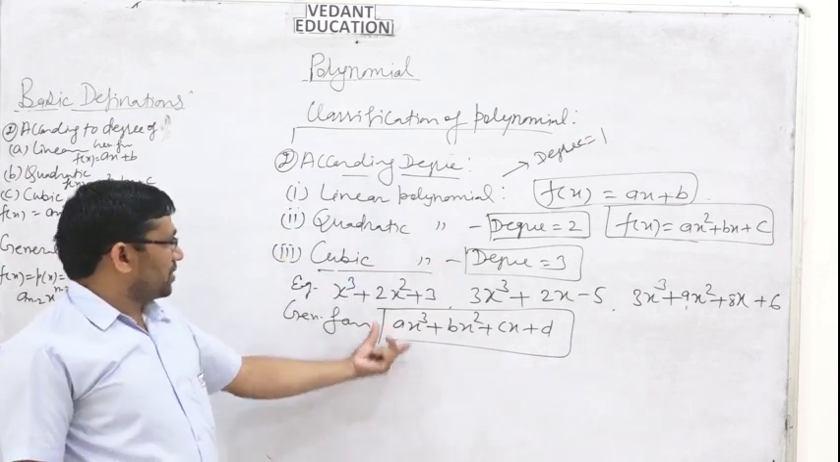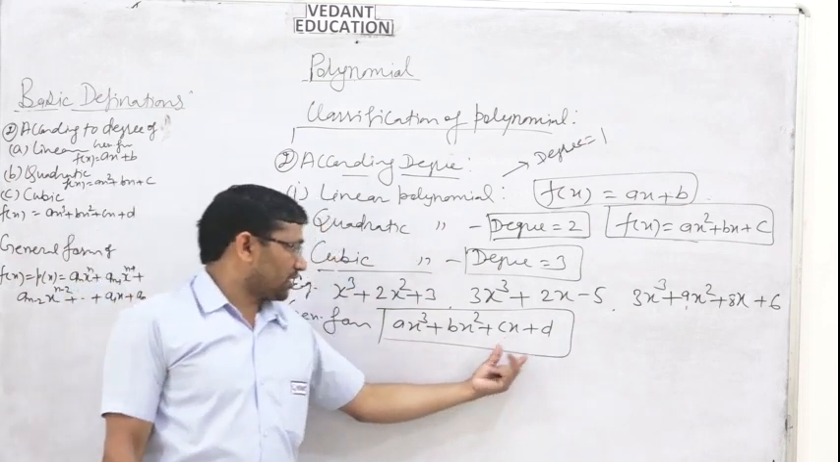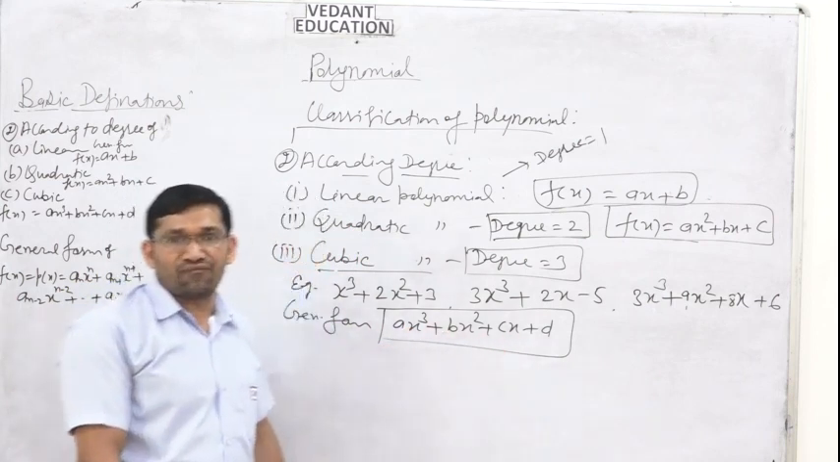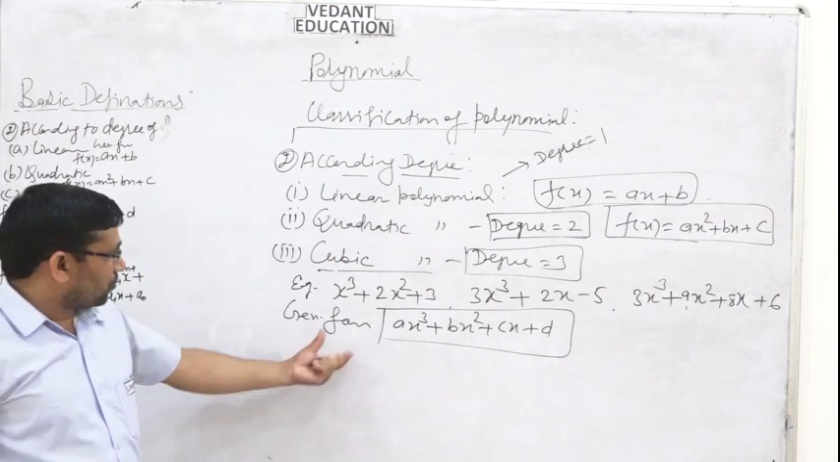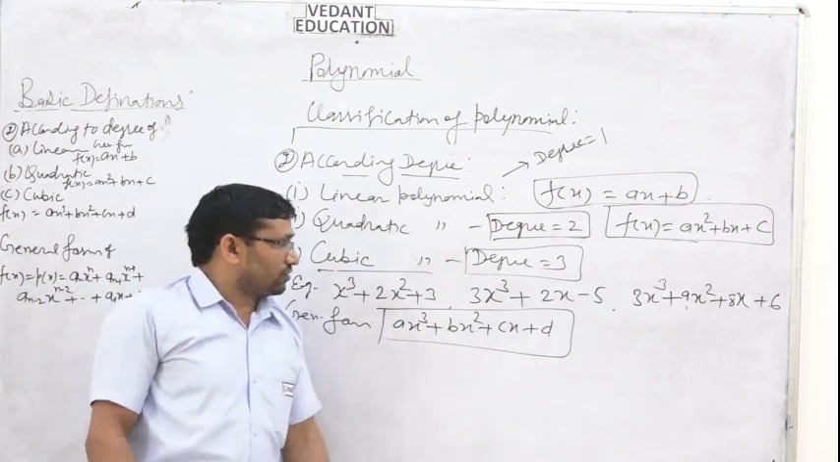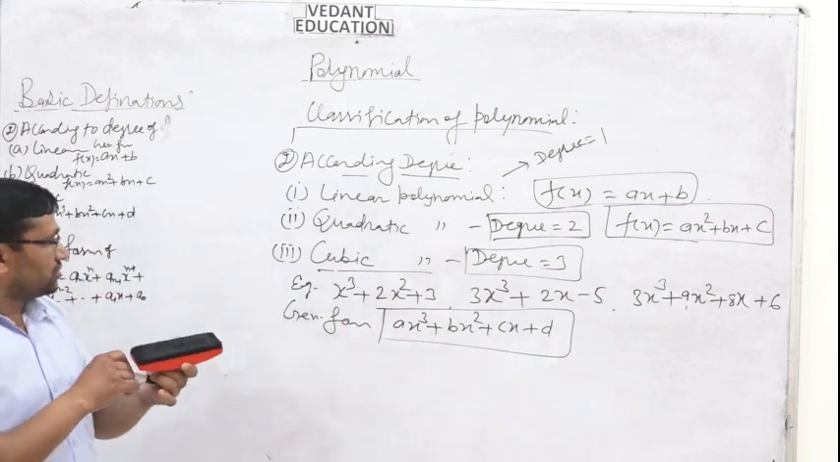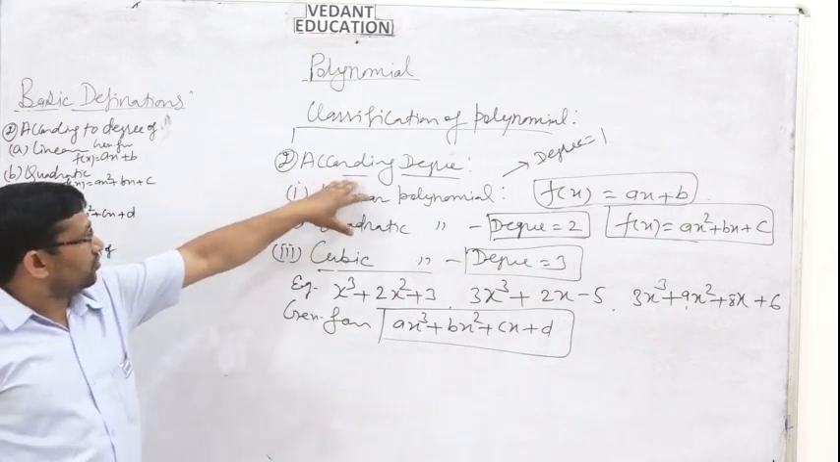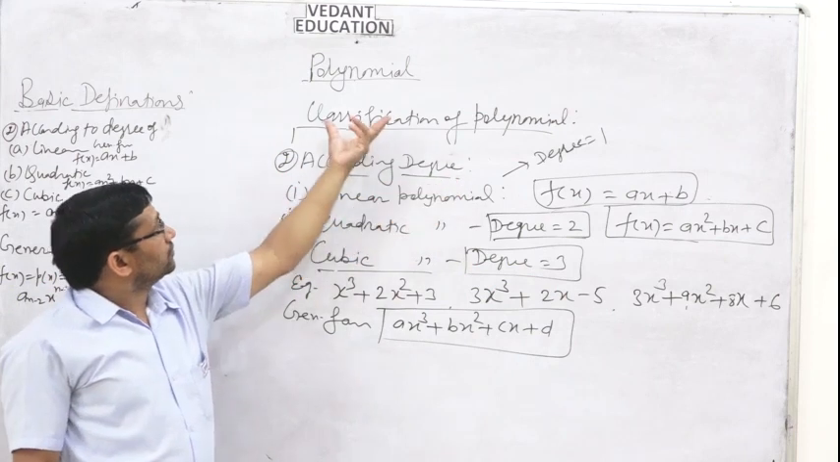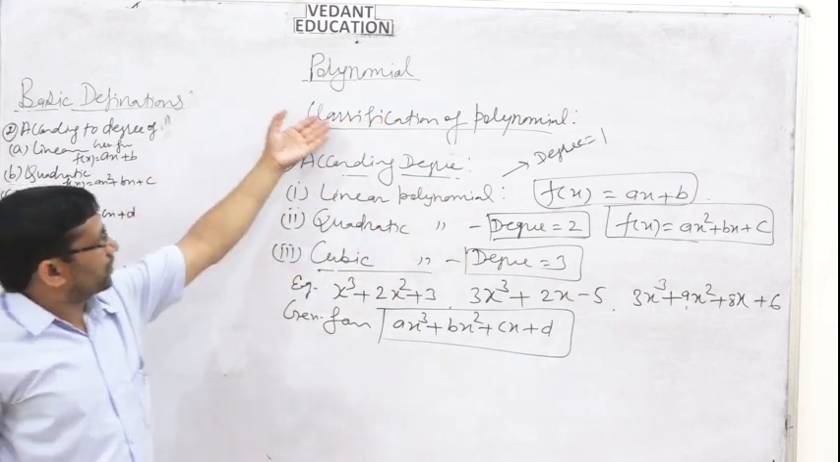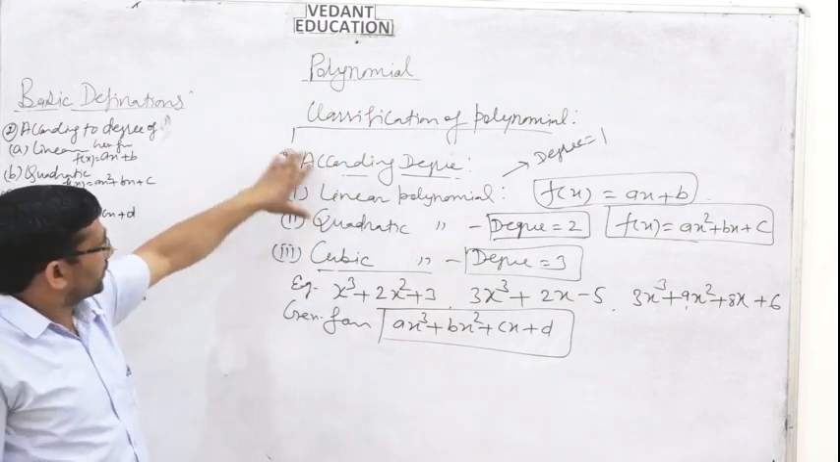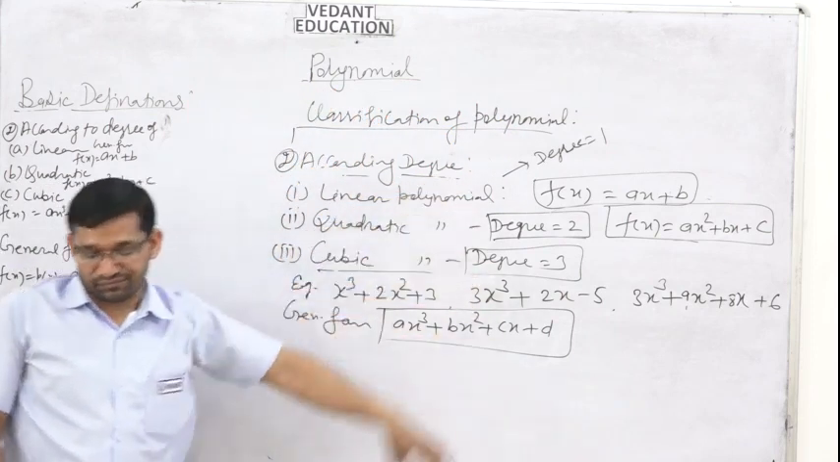So a cubic polynomial has a maximum number of terms of 4: 1, 2, 3 and 4. Maximum number of terms is 4 and degree is equal to 3. So these are the types of polynomials according to degree. So mainly there are two types of classification of polynomials. First is according to number of terms and second is according to degree.